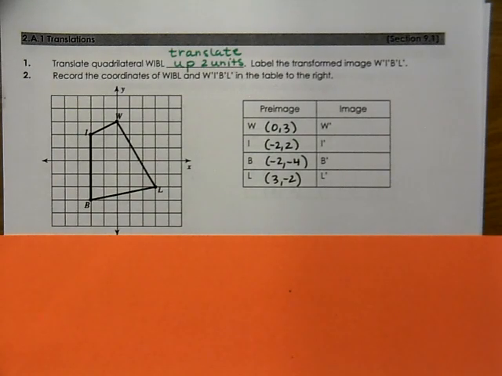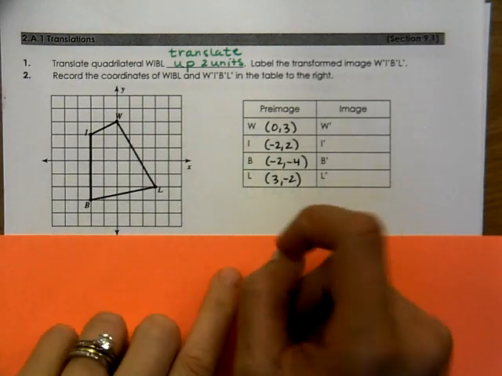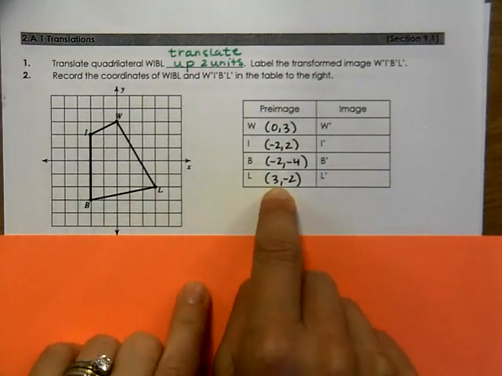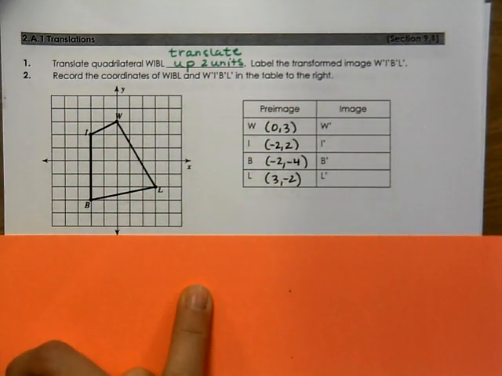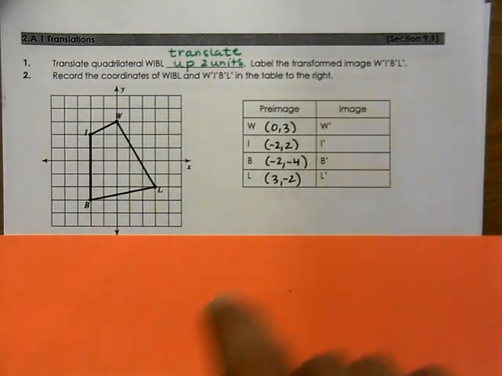In this video, we're going to talk about our first transformation, which is a translation. For number one, we're going to translate the quadrilateral and label the transformed image using the prime notation. And then we want to record the coordinates of both quadrilaterals in the table to the right. I've already recorded for the pre-image, WIBL, and then we're going to record the image as well.